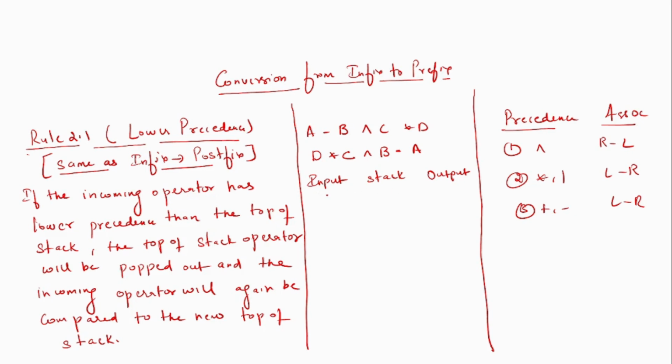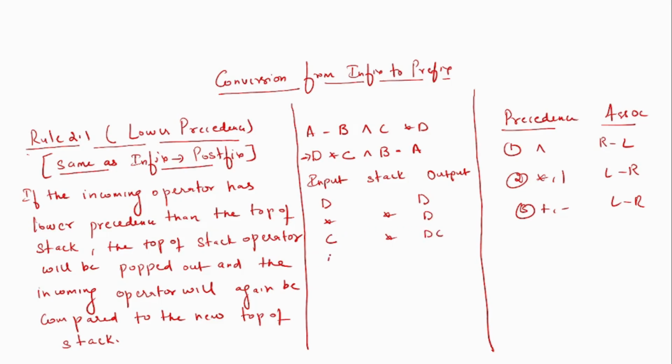Here first, d is not an operator, so I will write d into the output, right? Star is an operator, so I will push star into the stack, and write d as it is. And then c is the token. We are scanning this expression from left to right. c is not an operator, therefore I will say here dc.